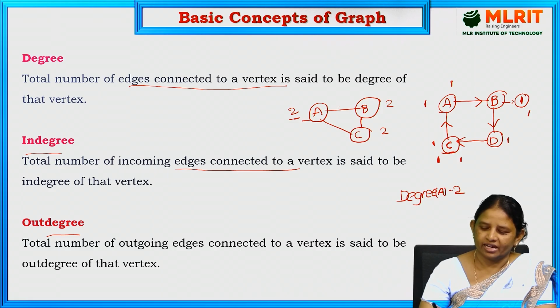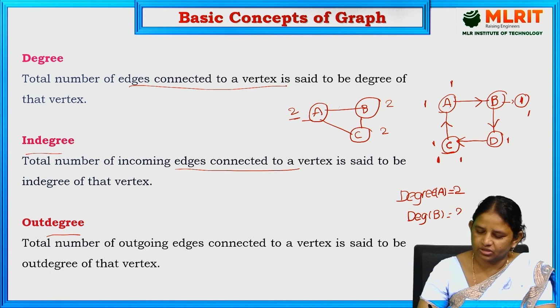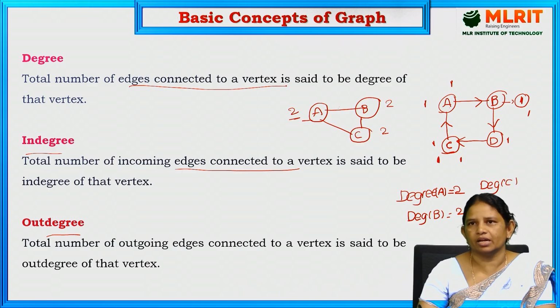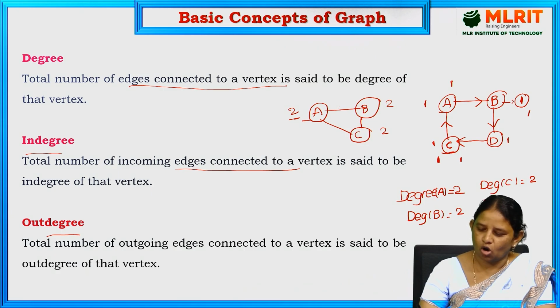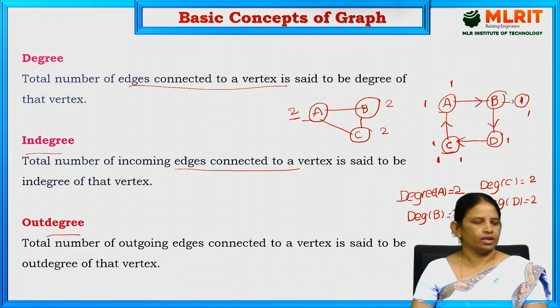Degree of A is 2. Next, degree of B. How many incoming edges? 1 incoming edge, 1 outgoing edge. That is 2. Next, what is the degree of C? Total how many incoming edges? 1 incoming, 1 outgoing. That is 2. What is the degree of D? How many incoming edges? 1 incoming, 1 outgoing. That is 2. So that is the in degree and out degree.